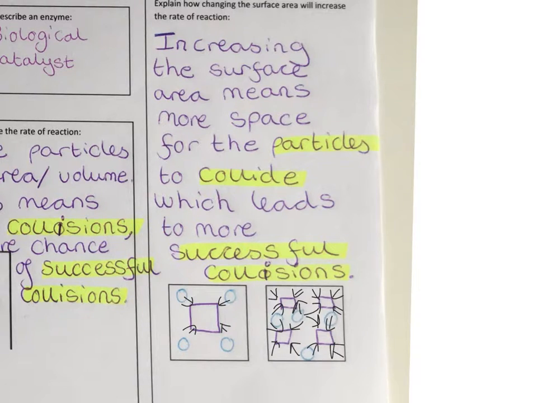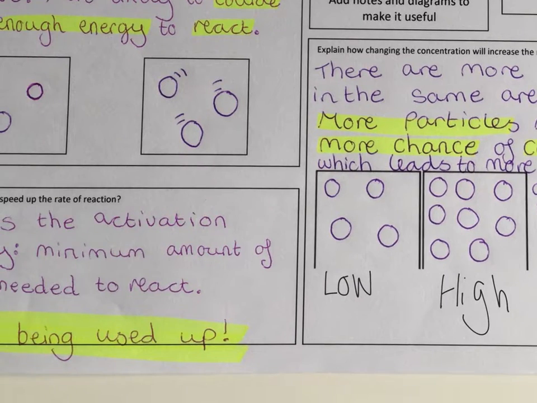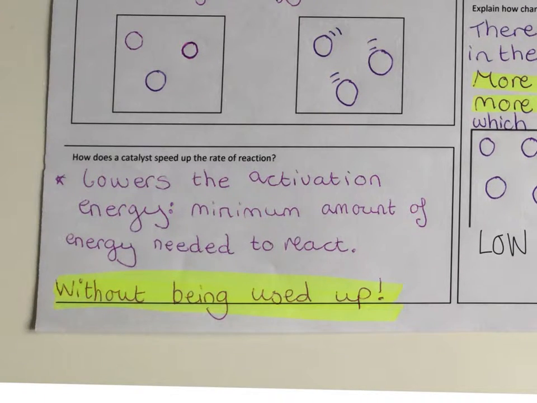The final thing you can do to increase the rate of reaction is to add a catalyst. Now, catalysts work a little bit differently. Catalysts lower the activation energy. Like I said before, particles are always colliding, but unless they collide with enough energy, they aren't going to cause a reaction. So a catalyst lowers the minimum amount of energy needed for a reaction to occur. Catalysts are not used up. They speed up the rate of reaction, but you can use a catalyst over and over again.